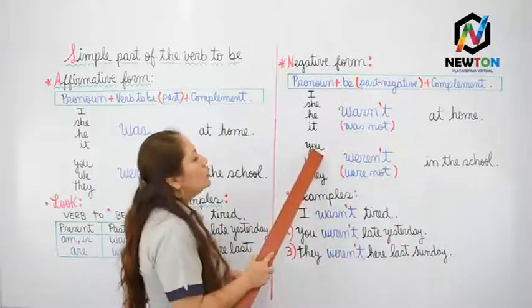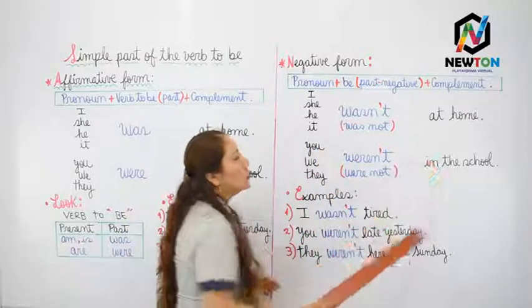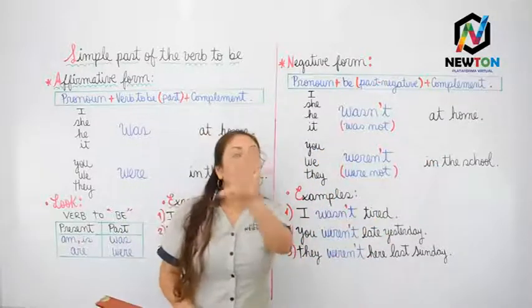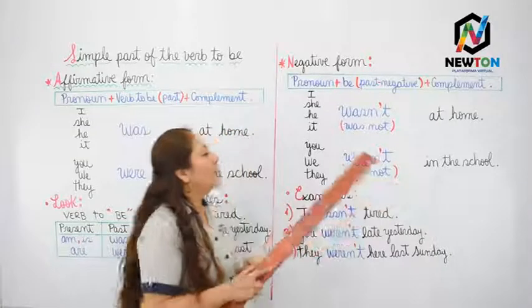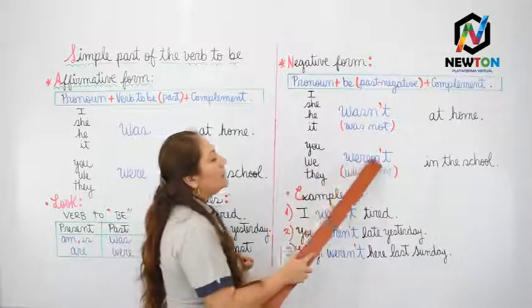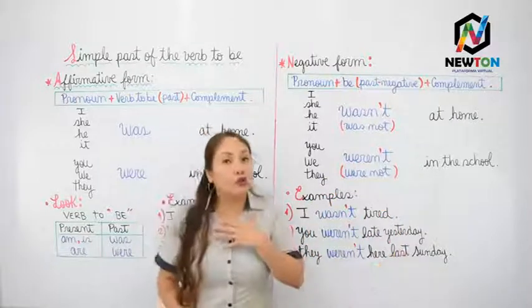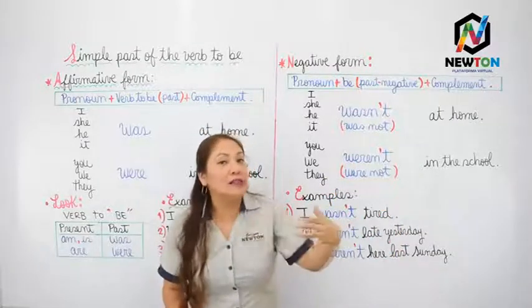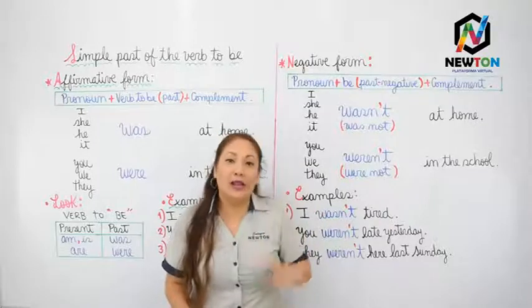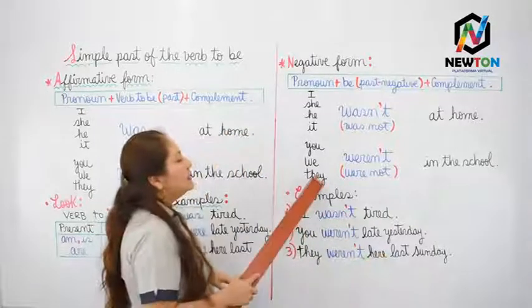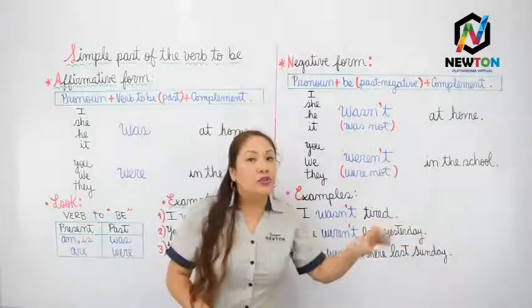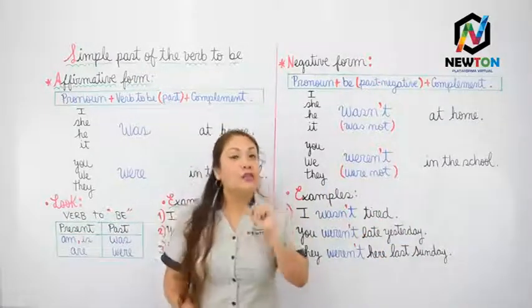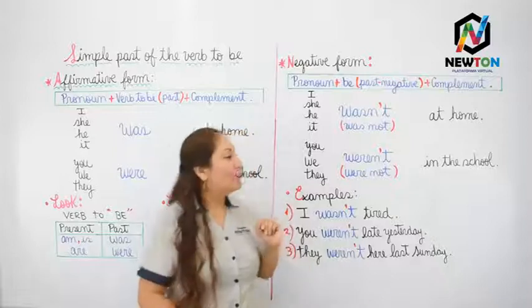Now, you weren't in the school. Tú o ustedes no estuvieron en el colegio. We weren't in the school. Nosotros o nosotras no estuvimos en el colegio. They weren't in the school. Ellos o ellas no estuvieron en el colegio.